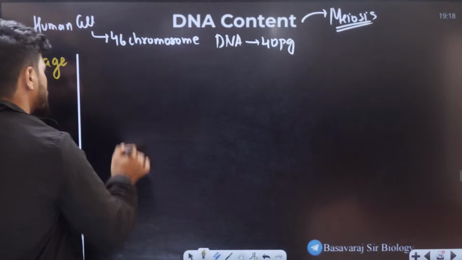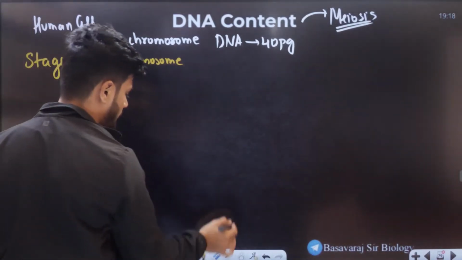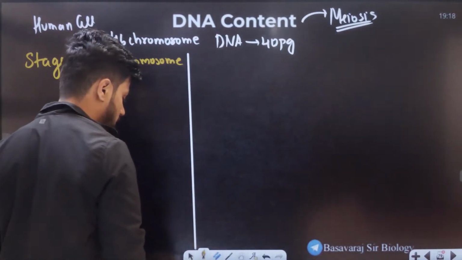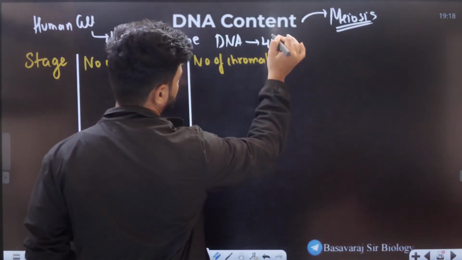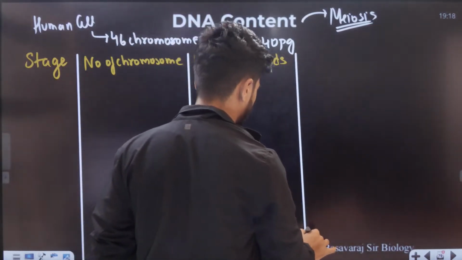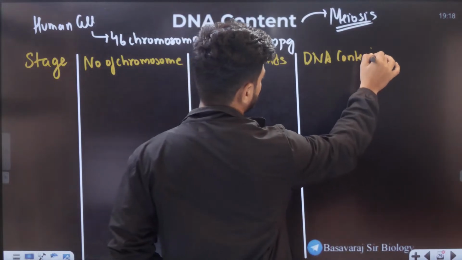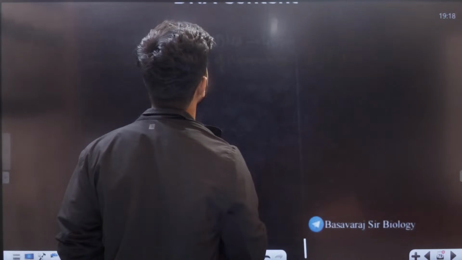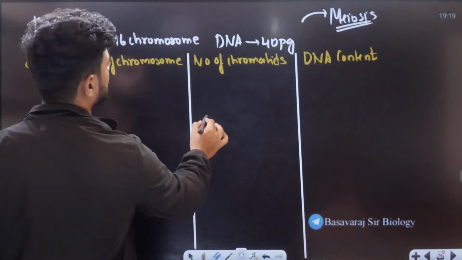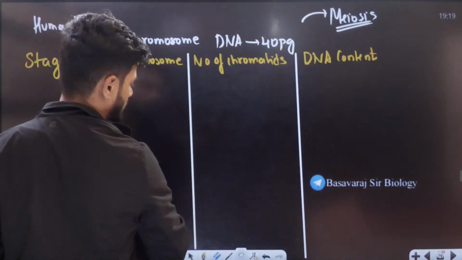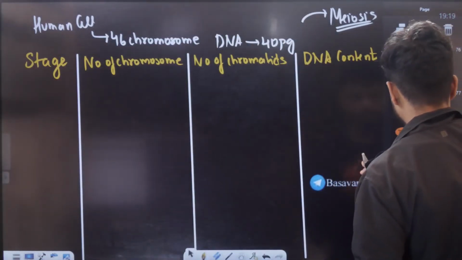Number of chromosomes. Number of chromatids. DNA content. Okay, now just copy the slide so we don't have to draw it again. All of you start.